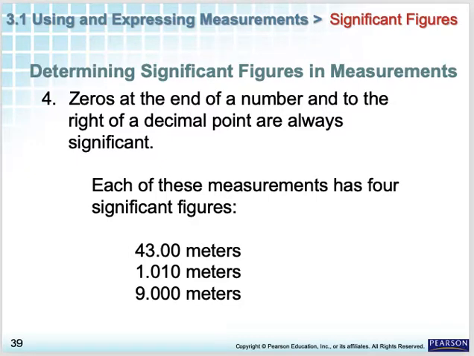If we have zeros that are at the end of a number, we can do that 2 different ways. So here's the first. If they are after the decimal point, then they are significant. In all 3 of these cases, we have final zeros after a decimal point, and they would be significant. So each of these numbers has 4 significant figures.